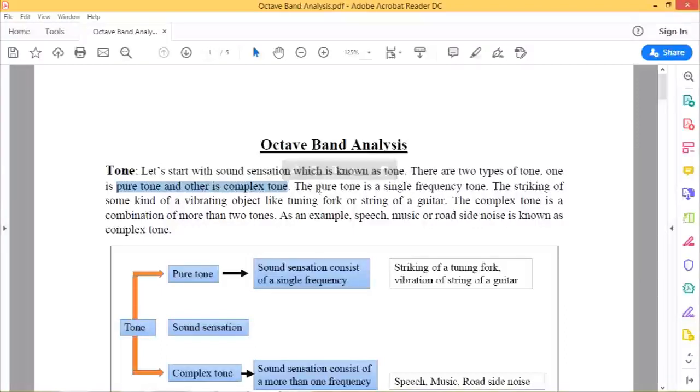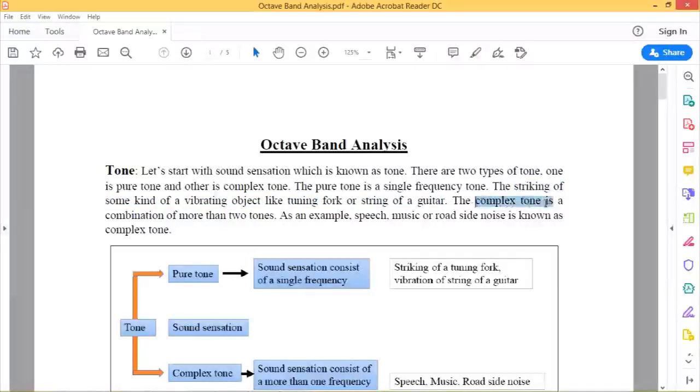Pure tone is equal to one single frequency. So whatever type of tone is generated from a source, if it has only one frequency, then it will be known as a pure tone. As an example, striking a vibrating object like a tuning fork or a string of a guitar, whatever sound is generated will be an example of pure tone, or single frequency tone.